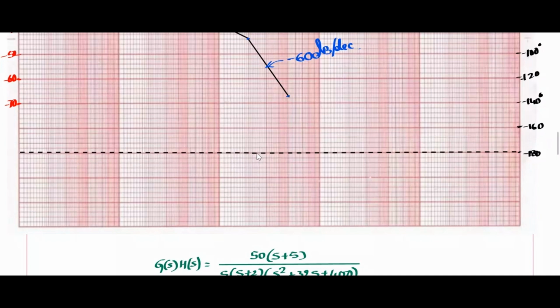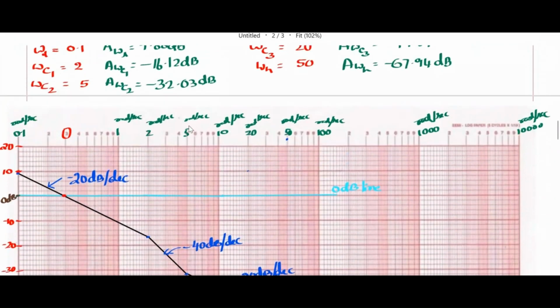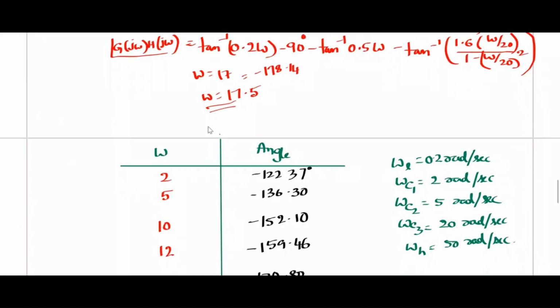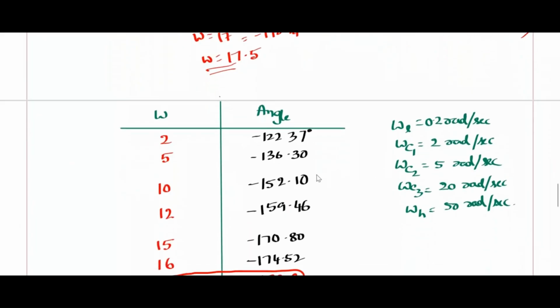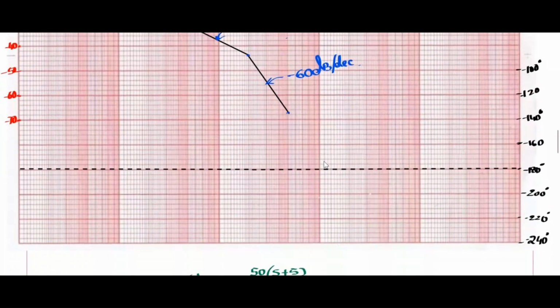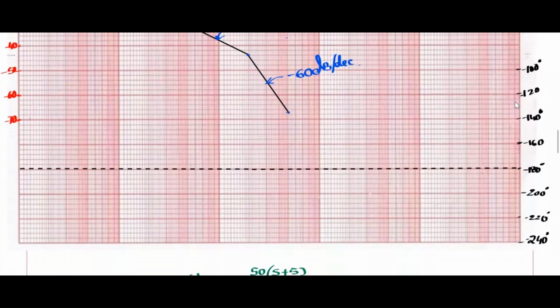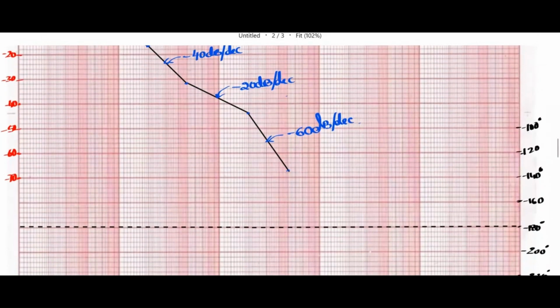So this is the minus 180 degree line. So this will be minus 200, this will be minus 220, and this will be minus 240. Now let me go with the omega values. At omega equals 2, we got minus 122.37. So minus 122.37 is somewhere here, and we need to mark it at 2 radians per second.